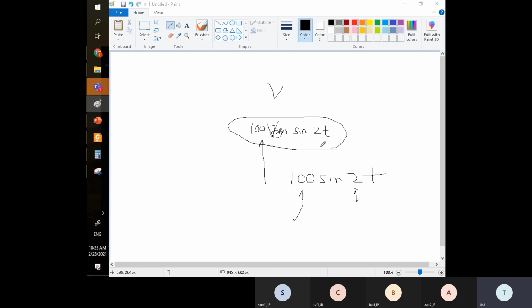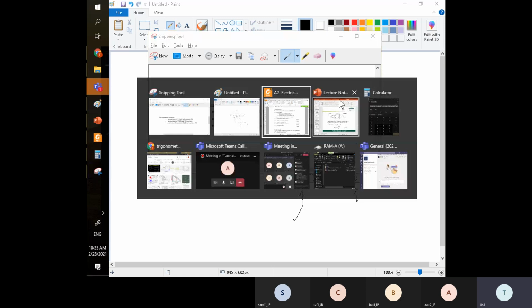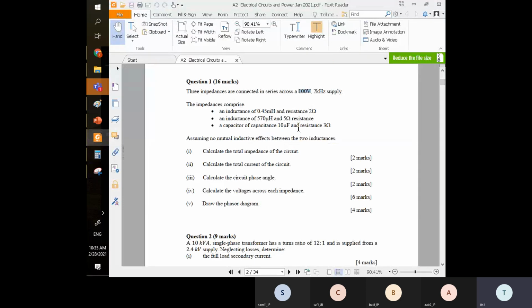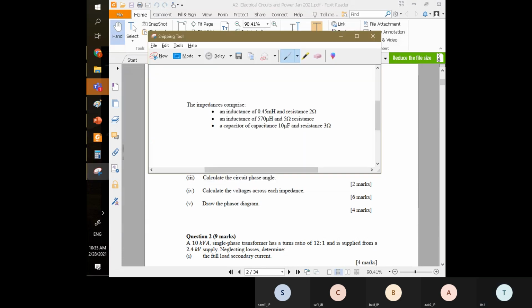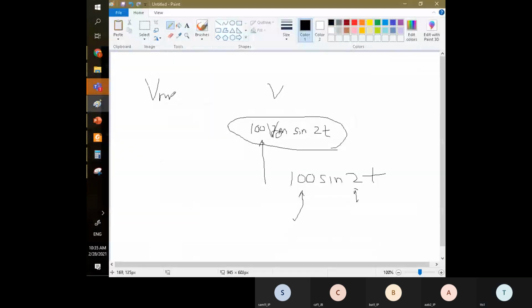But if you put 100 volt here, most of the textbooks assume it is VRMS. So when it's VRMS, the VPeak becomes square root of 2 times 100, since VPeak is higher than the VRMS, right? I mean, for most textbooks, this is how it works.